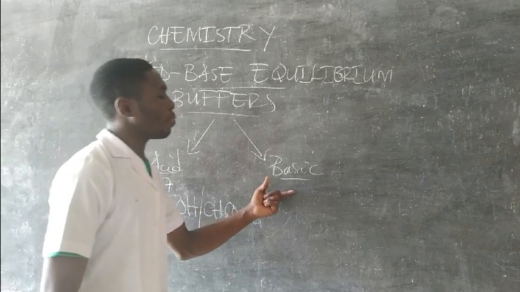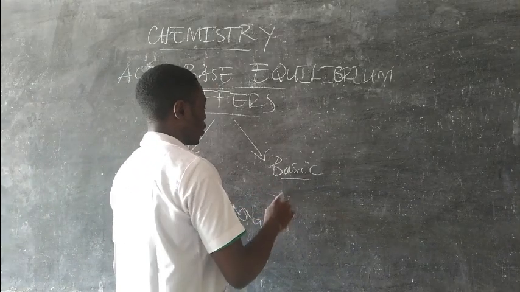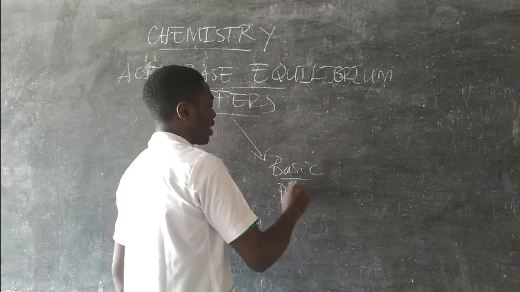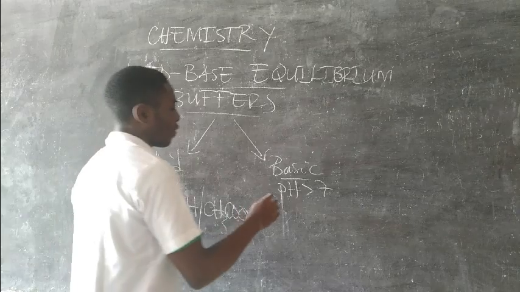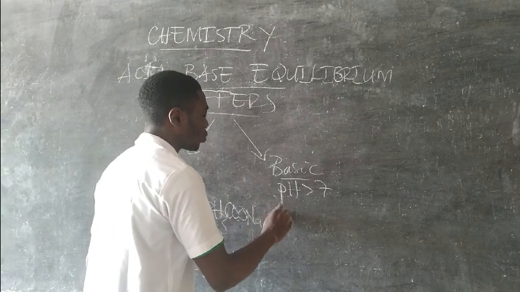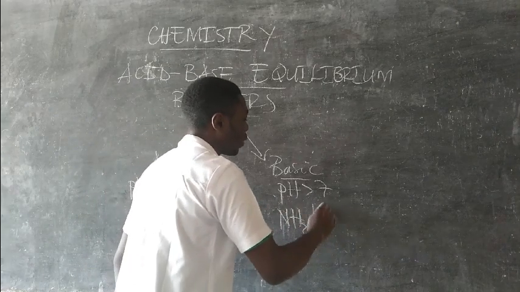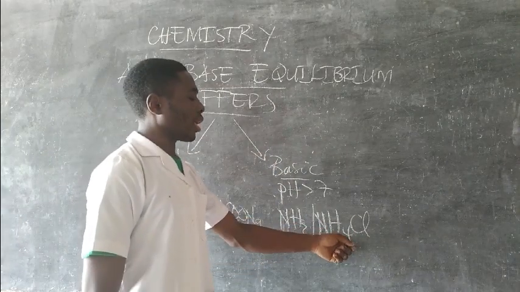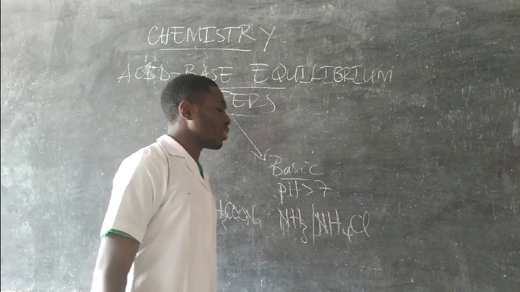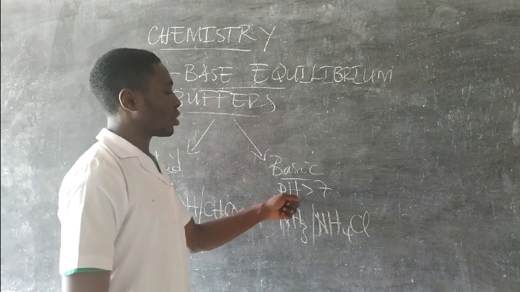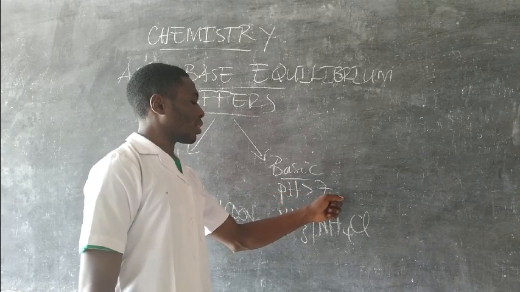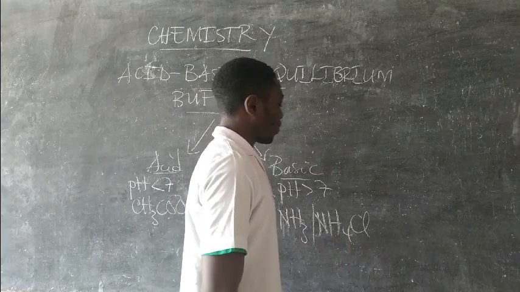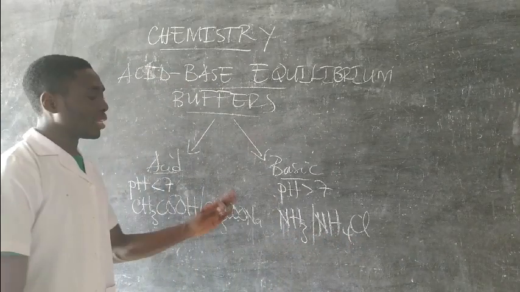While a basic buffer, or an alkali buffer, is a buffer solution with pH greater than 7, formed from the solution of a weak base and the salt of that weak base formed from a strong acid. For example, a salt of ammonia is ammonium chloride, and it's formed from the combination of ammonia with HCl. HCl is a strong acid. So an alkali buffer has pH greater than 7, formed from a solution of a weak base and the salt of that weak base formed from a strong acid. So that is it, right?